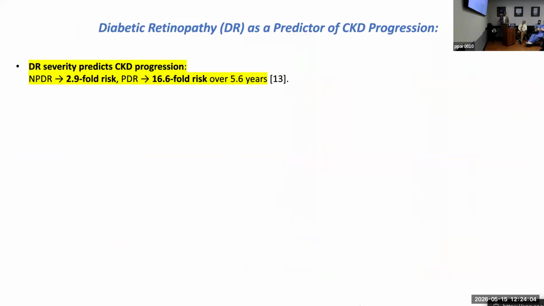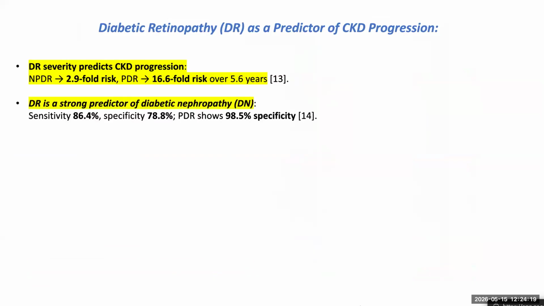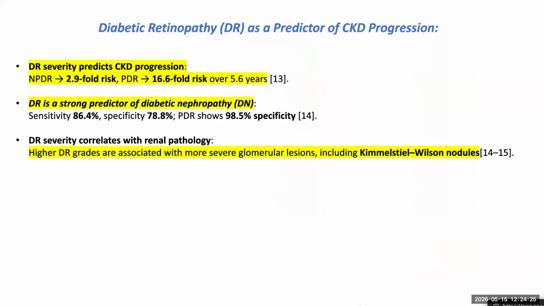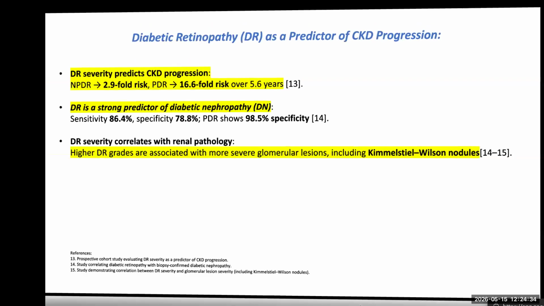So why do we care about all this? Diabetic retinopathy is a predictor for CKD progression. When someone has diabetic retinopathy, NPDR, it increases the risk of having CKD by 2.94 times. And when someone has PDR, the risk is 16.64 times higher. Diabetic retinopathy is a strong predictor for diabetic nephropathy, as we discussed. And higher diabetic retinopathy grades are associated with more severe glomerular lesions, including Kimmelstiel-Wilson nodules that we usually see.